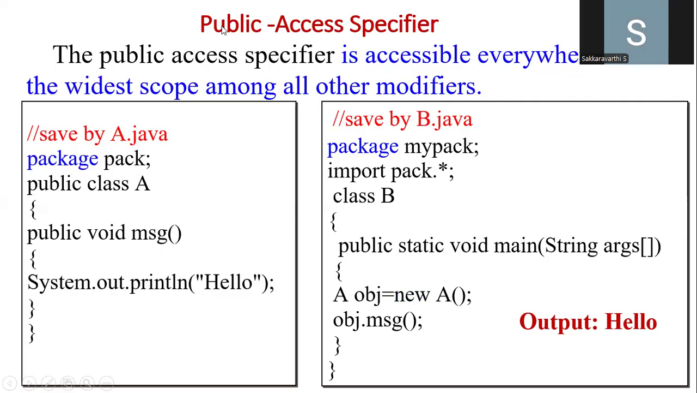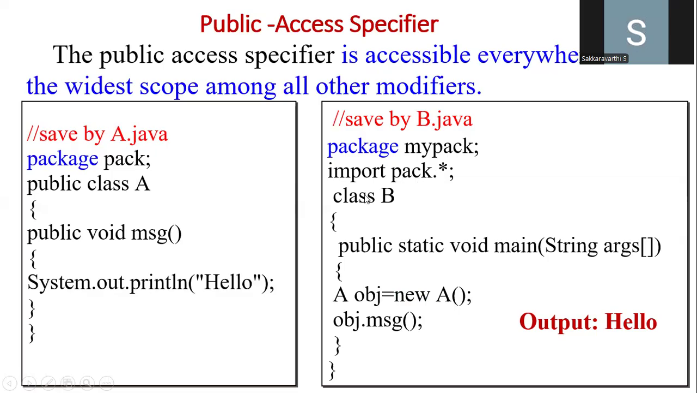Then the public access specifier. The public access specifier is accessible everywhere. It has the widest scope among all other modifiers. So within the package and outside the package, we can access the members of the public class. So we can access the message method from class B, right? By importing the corresponding package.